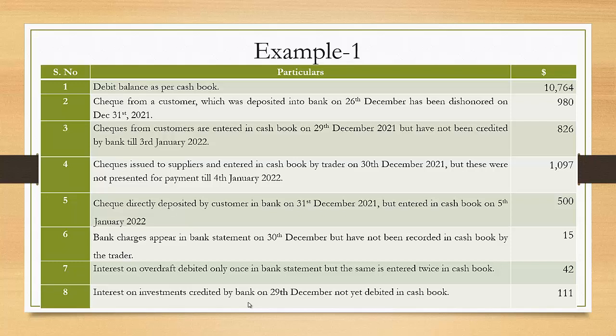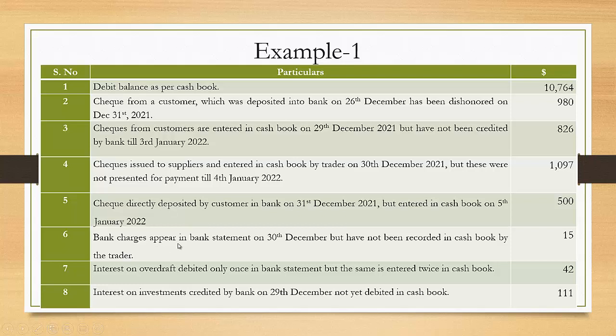Number 5, check directly deposited by a customer in the bank on 31st December 2021 but entered in the cash book on 5th of January 2022. So this is the check which has been deposited directly in the bank. It will show in the bank, but in the same month, since it is not recorded in the cash book, temporarily we will have to add this amount to our balance as per cash book.